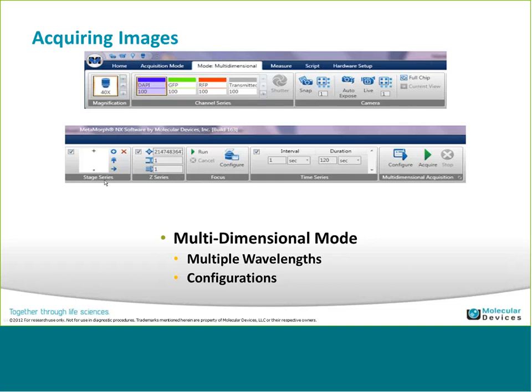The next is your Z series option. What this is, the current position is the first box, the next box is the range, and the final box is the step size for that acquisition. So this is a range around current acquisition that you would run.